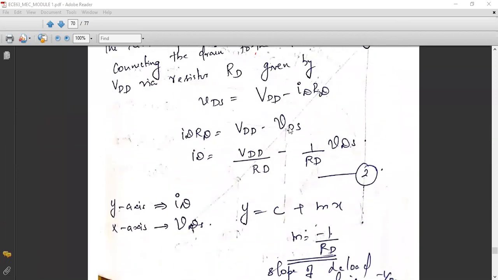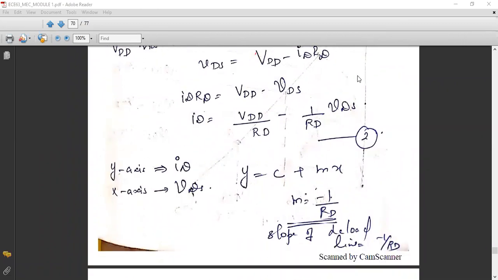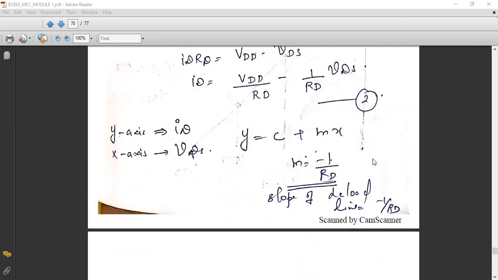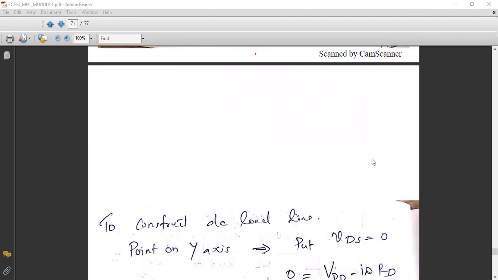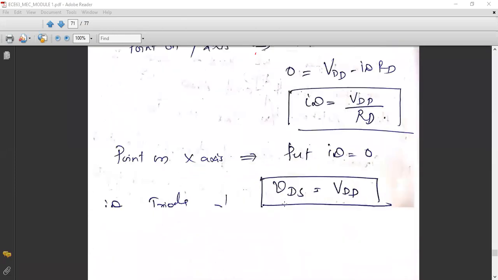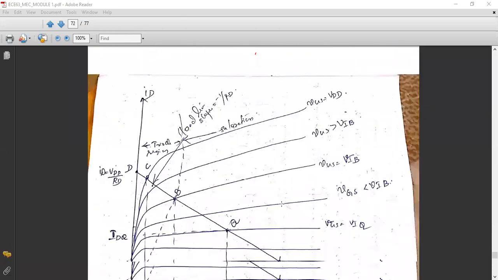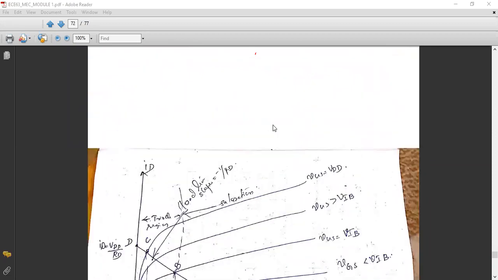Now, based upon this, we are going to draw the DC load line. And the slope of that line is given by minus 1 by RD as per our analysis. Already we have done this before. So by using the same process, we are going to draw the DC load line and try to fix the Q point as shown on this particular graph.